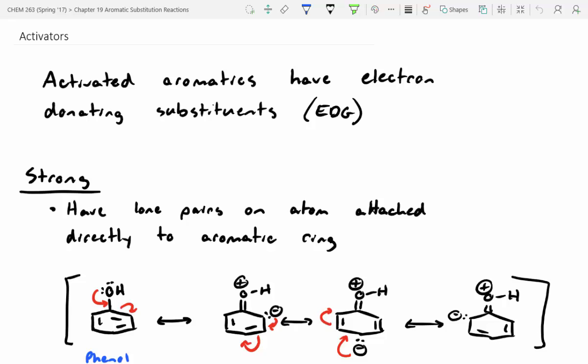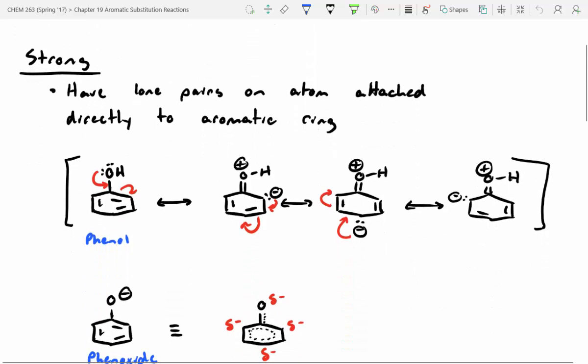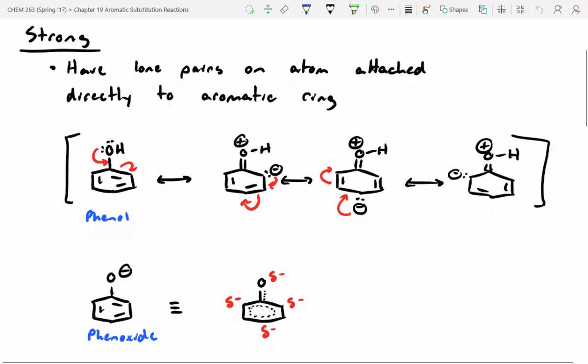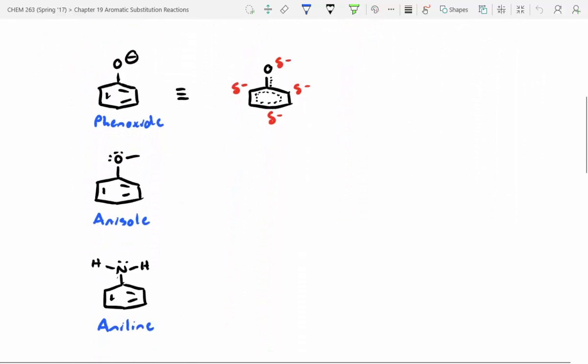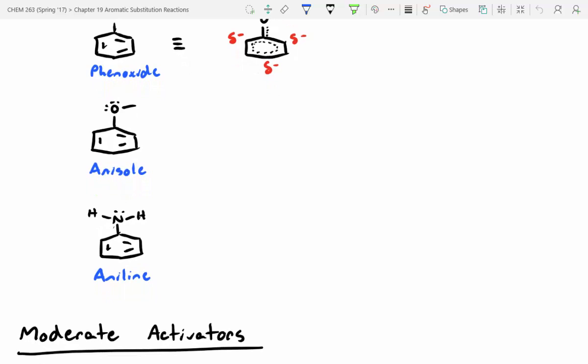All right, so yesterday we talked about activators. We said that activated aromatics are things that have strong electron donors on them, or anything that's electron donating for that matter. And then the strong ones are the ones where you have an atom with a lone pair directly attached to the aromatic ring. So something like phenol, phenoxide, anisole, or aniline.